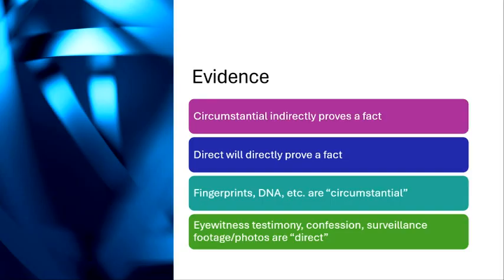So remember, circumstantial evidence indirectly proves a fact. It's still proving something, it just isn't directly saying, yep, this is proof that they committed the crime. It's saying, well, it proves they did this, or it proves they owned this, or were here. It doesn't prove they did it. Direct evidence will always directly prove it. And that's why we take eyewitness testimony and confessions and surveillance as direct evidence.